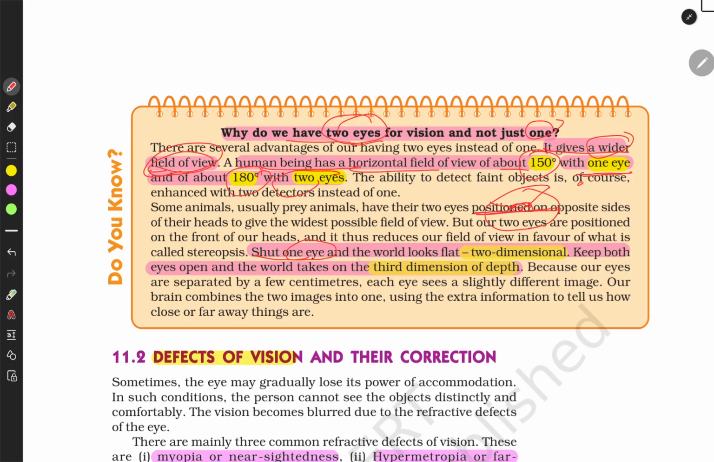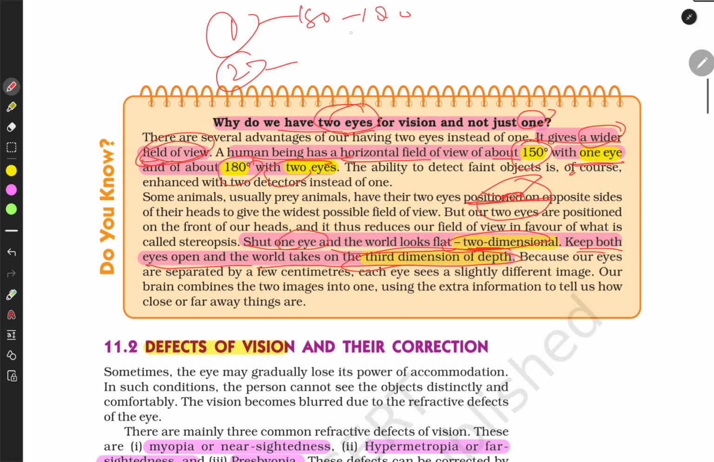If we close one eye, the world will look flat, two dimensional. If we keep both eyes open, the world will take three dimensions. So it is creating two things. One, it is widening the view from 150 degrees to 180 degrees. Second, when both eyes are open, it is also transforming the view from 2D to 3D.